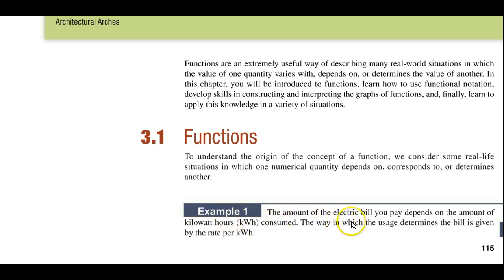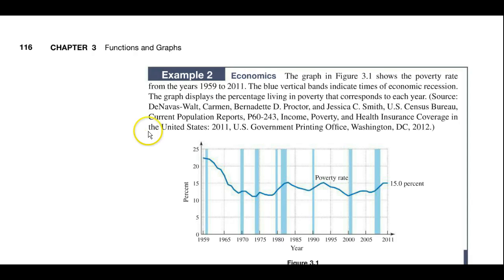The amount of electric bill you pay depends on the amount of kilowatt hours. The way in which usage determines the bill is given by the rate per kilowatt hour. In example 2, we're looking at a relationship of, along this end, percent, that's your y-axis, and then time along the x-axis. And these blue bands indicate recessions of some type. And then the poverty rate is our line graph.